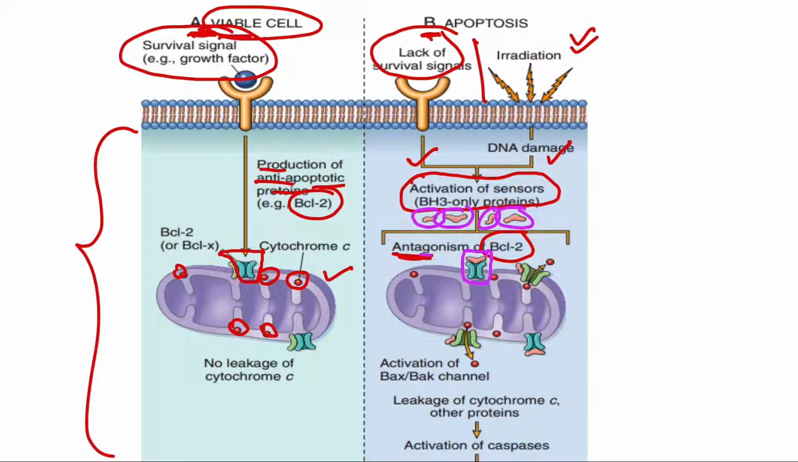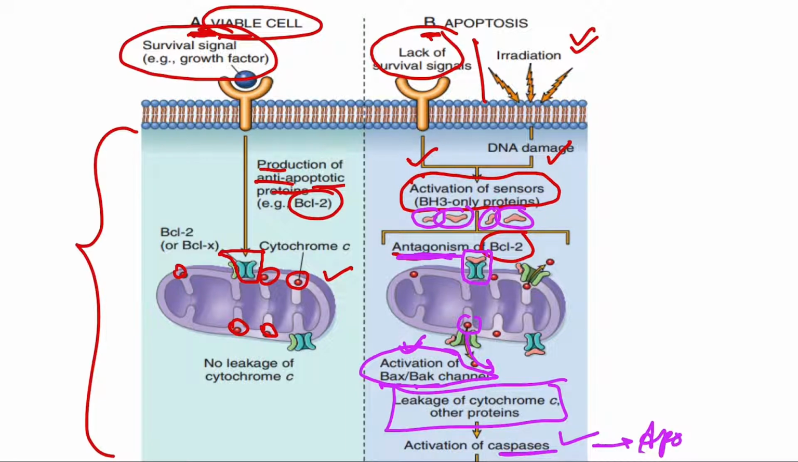So basically, what you have to remember is that it causes antagonism of BCL2, and what you can see is there is activation of the BAX and BAK channel. You all know that BAX and BAK are the pro-apoptotic proteins. So when there is activation of these channels, cytochrome C can easily pass out of the mitochondria and enter into the cytosol. So when there is leakage of cytochrome C, there is activation of caspases, which ultimately leads to apoptosis.